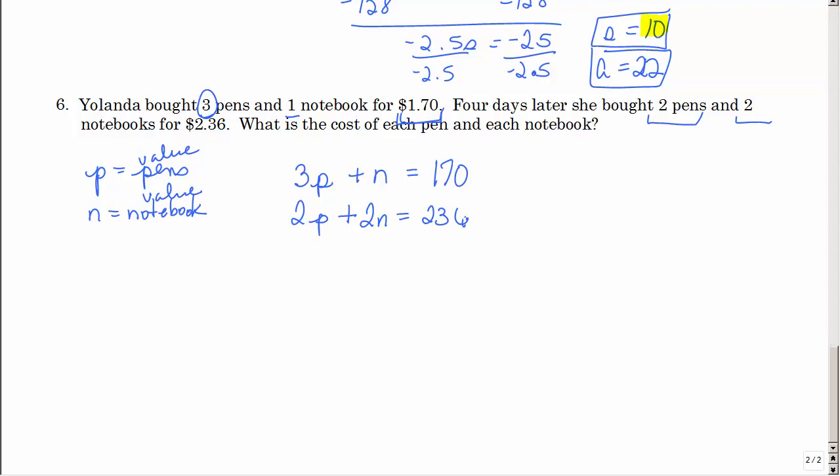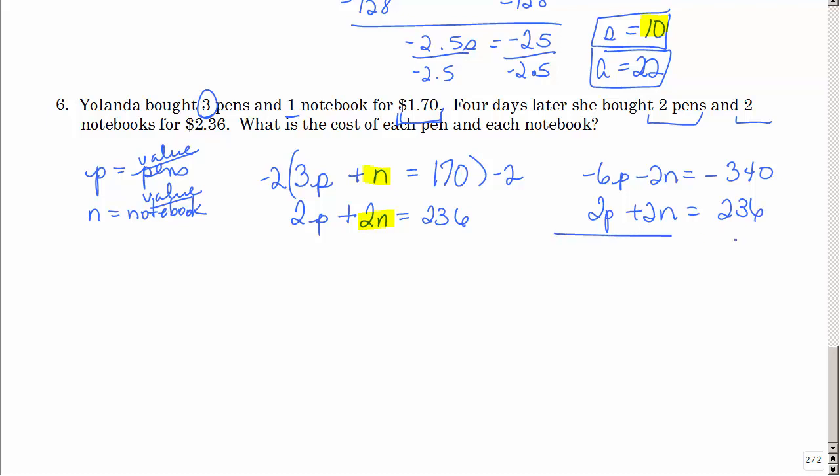Little different, because again, the P and the N is the value, like how much they're worth. So I think I'm going to practice my elimination method. I think I'll get rid of my N. So I'm going to multiply this one by not 2, but -2. So if I multiply by -2, I'm going to get -6P minus 2N equals -340. I think that's right. So dividing a negative by a negative, I get positive. That's good news.